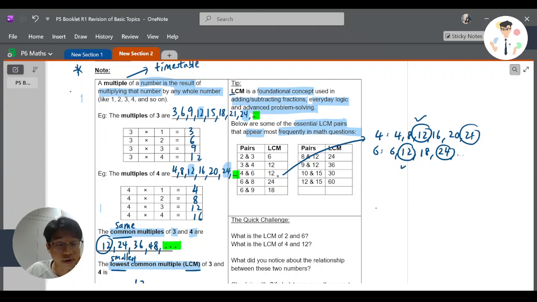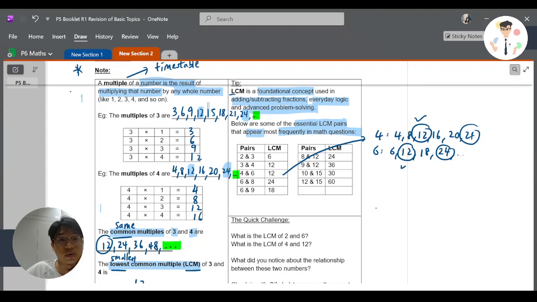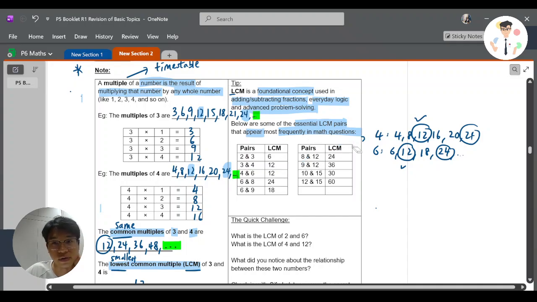So again, you need to be very careful. 6 and 8, you might think is 48. No, it's 24. 6 and 9, you might say it's 54. 9 times 6, 54. No, it's 18. So something for you to take note of and be very, very careful.